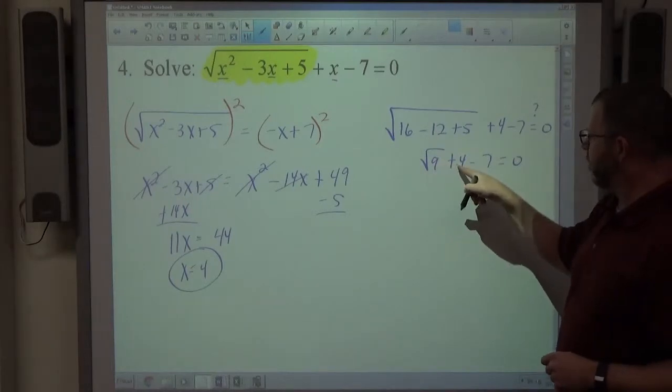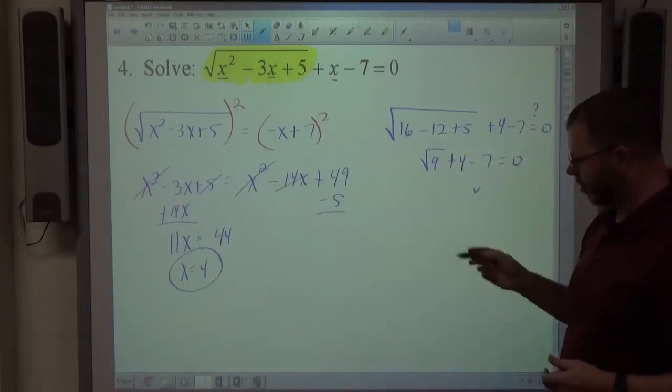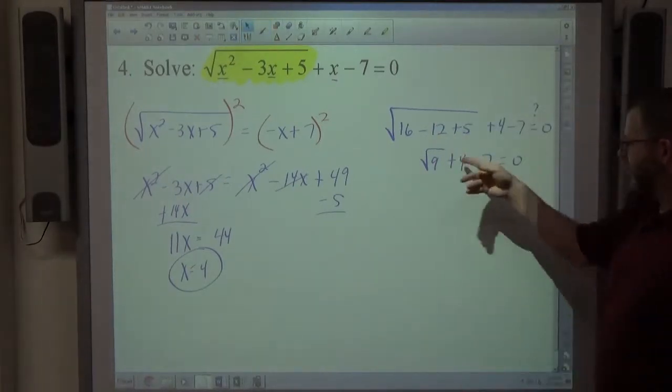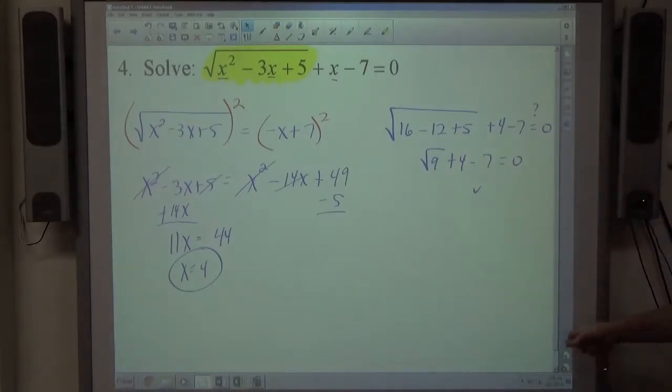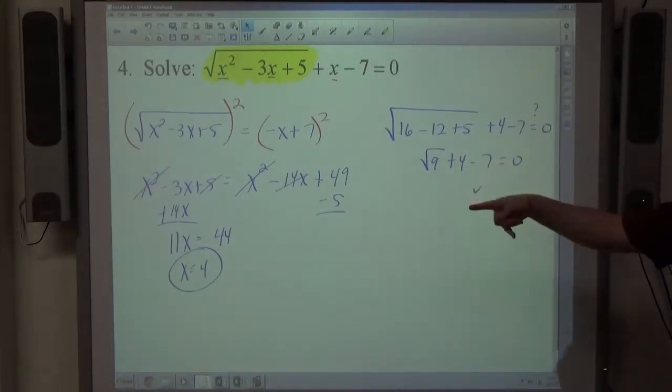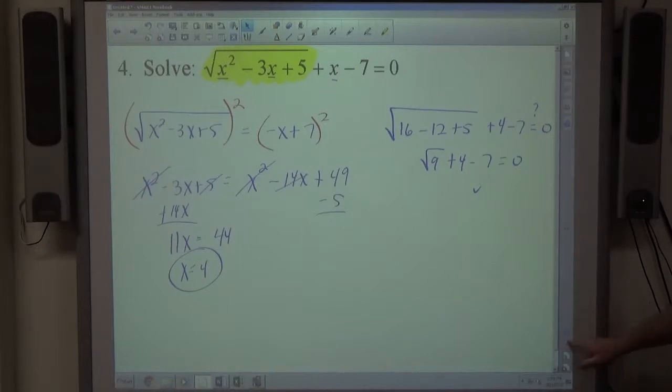And that's 3 plus 4 is 7 minus 7 equals 0, which is true, so that's a good answer. You only have to do this to the extent you know it's right. Once you know it's right, just move on. If this happens to be wrong, throw that out and put the empty set.